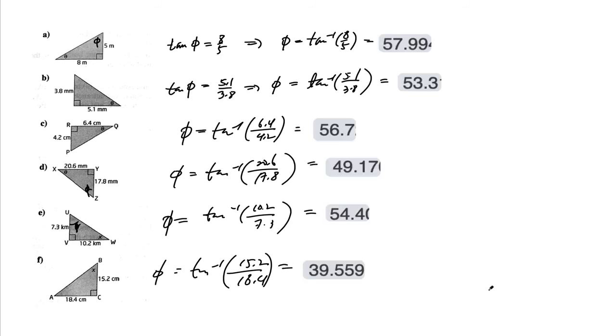Alright, so here's what I get. So I guess accurate to 1 decimal place, it'll be like this. That's fine the way it is. This is 49.2. That's fine the way it is. This will be 39.6. Okay, these are all in degrees.